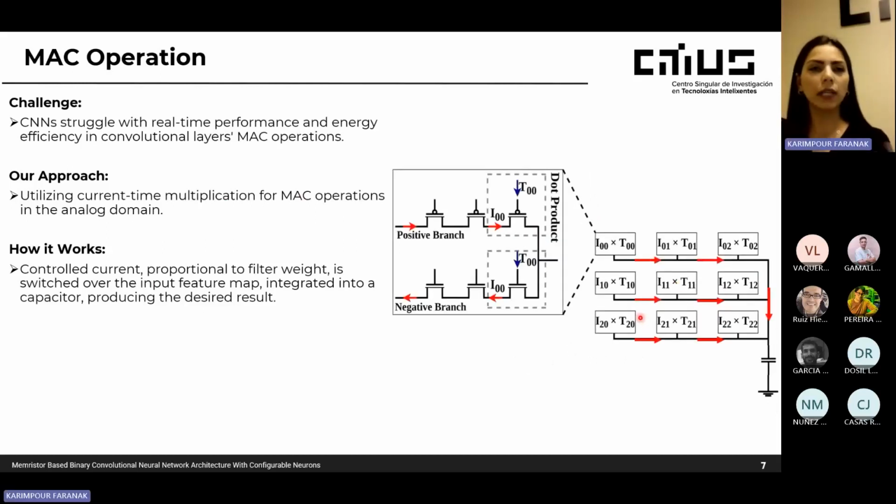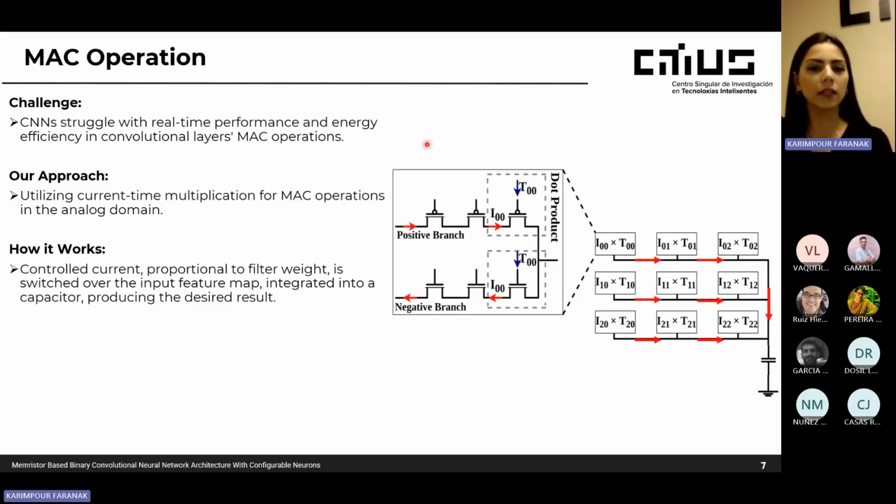Subsequently, we'll extend this explanation into our circuit, introducing a 3x3 multiplier. The configuration depicted here comprises a grid of MAC units in a 3x3 layout. Each unit multiplies a current I, which is proportional to the corresponding weights, and T-read, proportional to the input values.